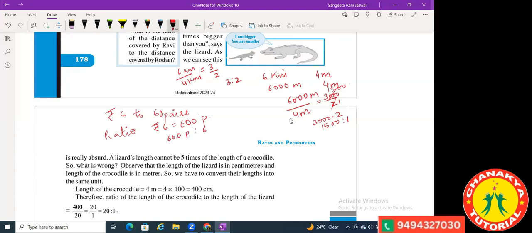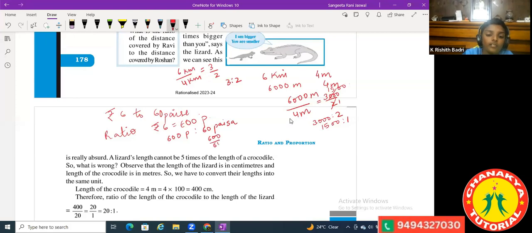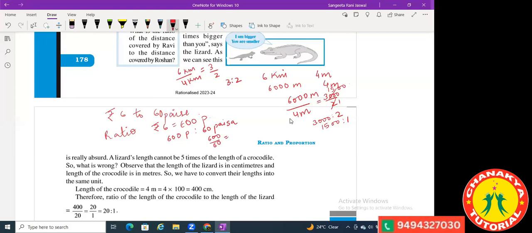Yes, so that will be 60 paise. 600 paise and 60 paise. Okay, so that's 100 is to 10. 600 by 60, 10 is to 1. Okay. Yes, ma'am.